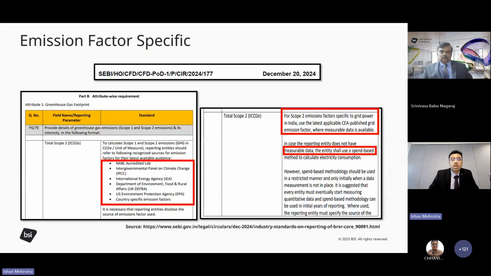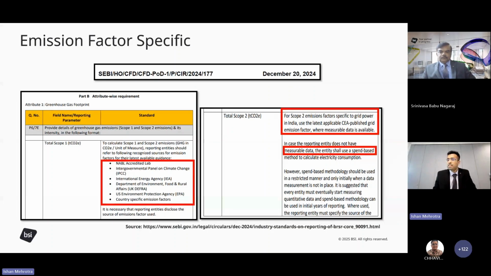They can use the guidance from NABL accredited labs, then the IPCC, the Intergovernmental Panel on Climate Change, which publishes the global warming potentials in the assessment reports. Organizations can use IEA data. UK DEFRA emission factors can be used. US EPA country-specific factors can be used. What SEBI wants is that whichever you are using, reporting entities must disclose the source of emission factors.